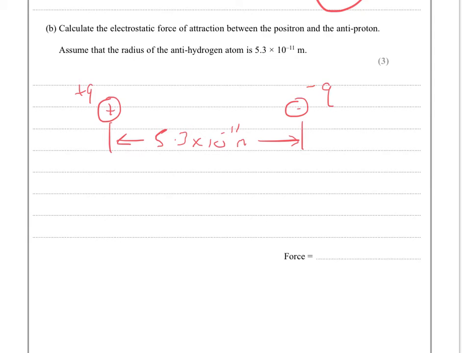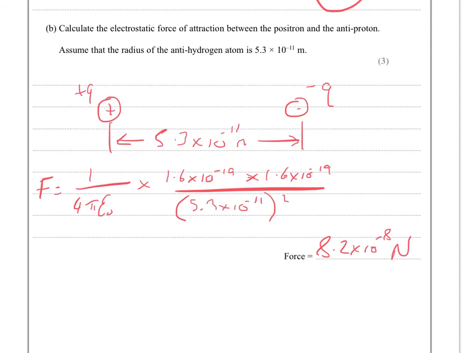So we've got a Coulomb's law calculation here for the force. And you remember it's like force is 1 over 4 pi epsilon naught Q1 Q2 over R squared. So you're just filling that equation in. And when you fill that in, you get 8.2 times 10 to the minus 8 newtons.